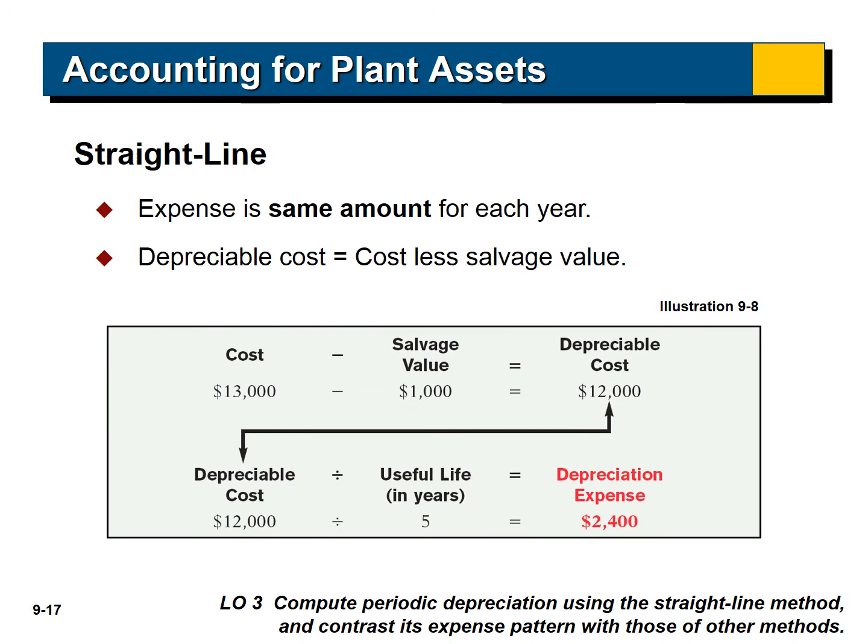Straight line is the easiest one and the one that most companies use. The expense is the same every year. So what we do is we take the cost, subtract out the salvage value to give you what's called the depreciable cost. That is the cost that you're going to allocate over the useful life. We take that depreciable cost, divide it by the useful life, and that gets your expense. That expense will be the same for all 5 years. That's why they call it straight line. It's just straight. It's the same amount every year.